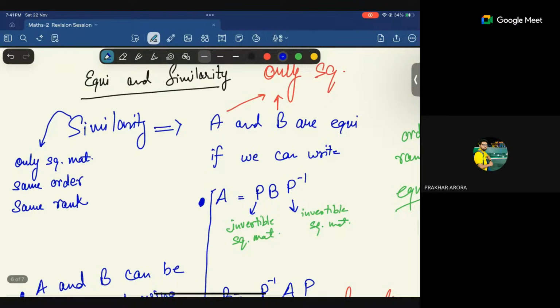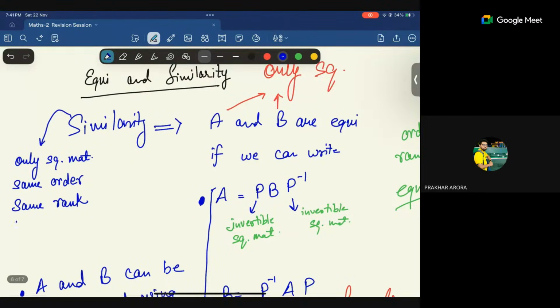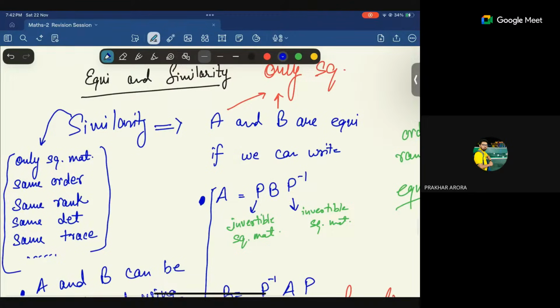If A is equivalent to B, then B is also equivalent to A. Same rank, then same determinant, same trace. There are more things here. This is not complete, but this is all we have studied till now.